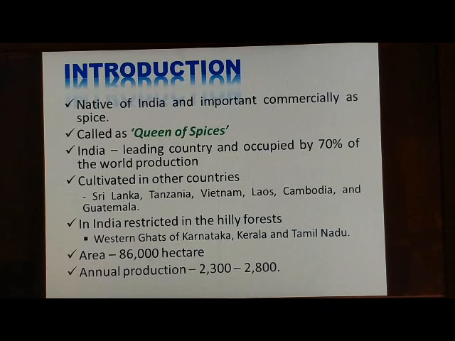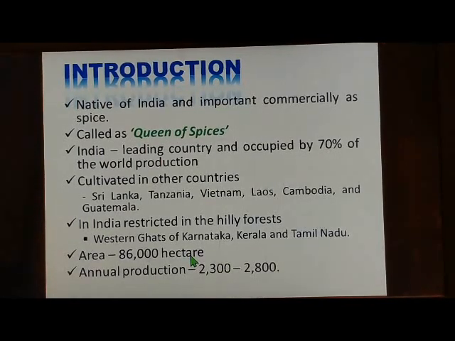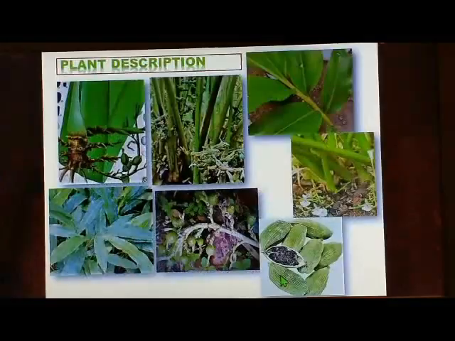And in India, its cultivation is restricted to the hilly forests of the Western Ghats of Karnataka, Kerala, and Tamil Nadu, and they cover an area of 86,000 hectares with an annual production of 2,300 to 2,800 tons.